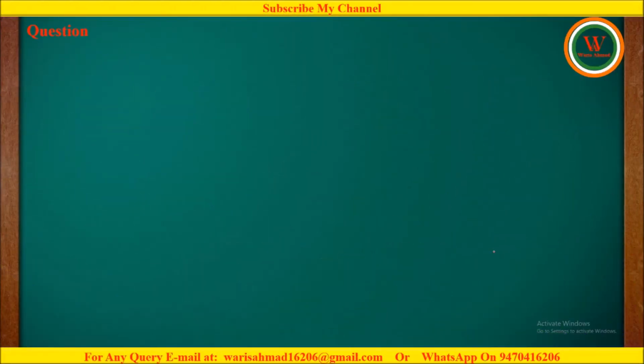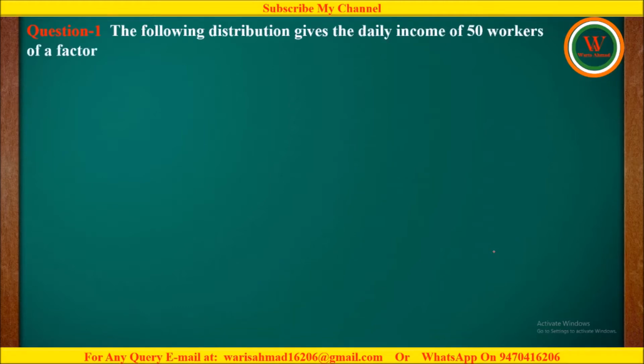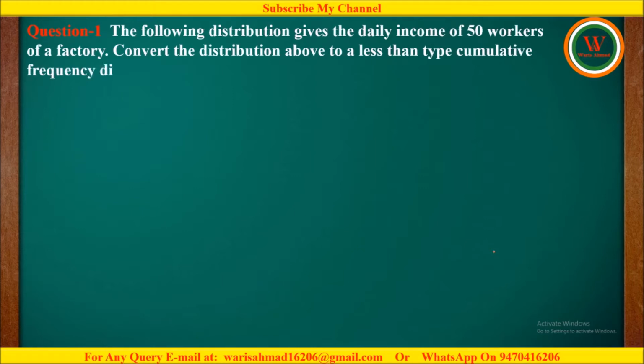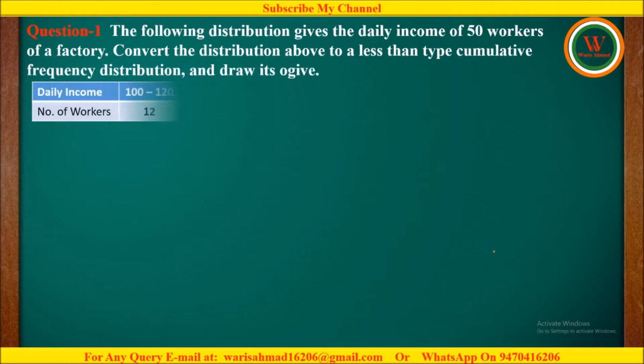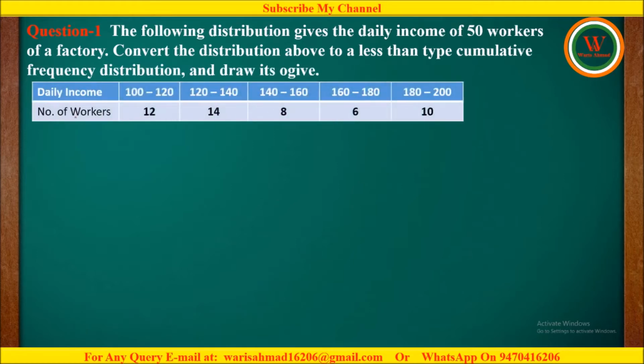Let us consider the very first question of this exercise. The following distribution gives the daily income of 50 workers of a factory. Convert the distribution to a less than type cumulative frequency distribution and draw its ogive. The data is given as follows. Daily income and number of workers. Daily income 100 to 120, number of workers is 12. Next one is 120 to 140, number of workers is 14, and so on.